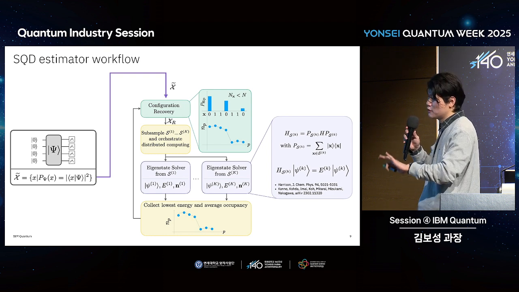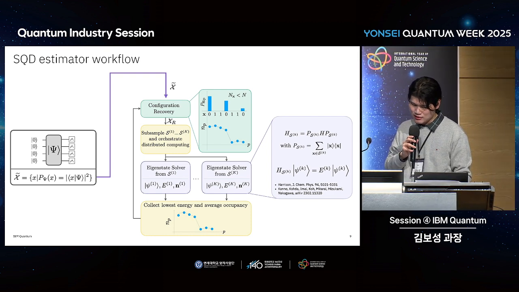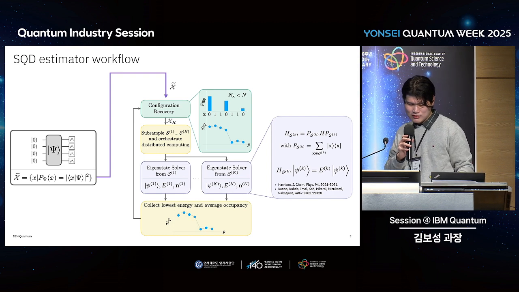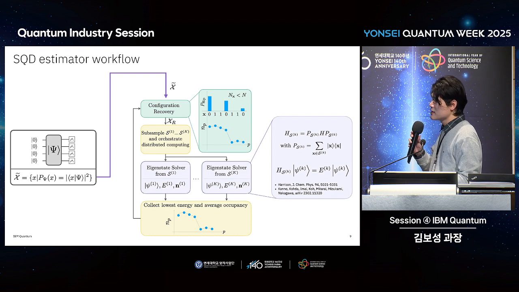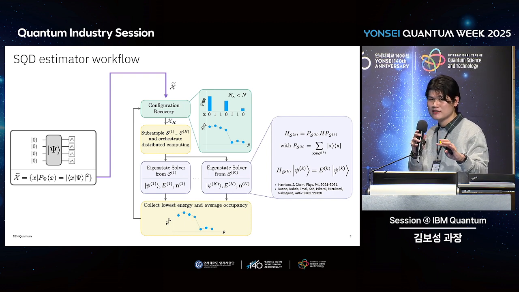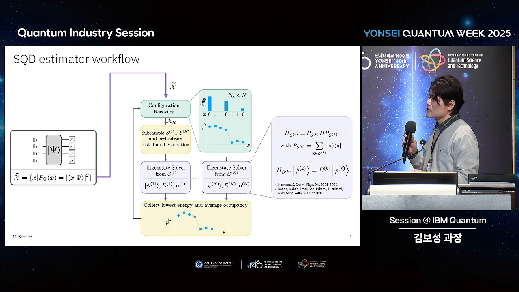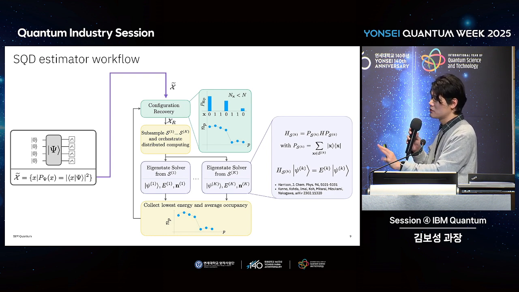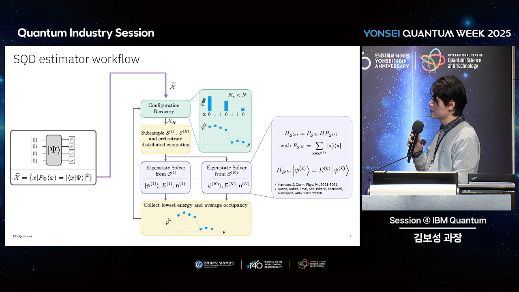Then we collect the lowest energy and average occupancy, and we optimize this in a self-consistent loop. So we optimize this to retrieve the signal we want to see in this whole sample, and then we iterate this whole cycle again and again for a certain number of times to retrieve the signal from the noisy devices, noisy simulation or noisy experiment, and then reach the outcome we want to get from this whole workflow.